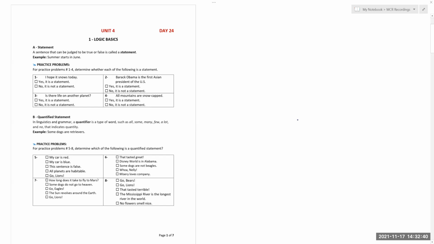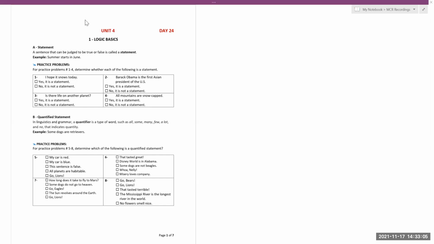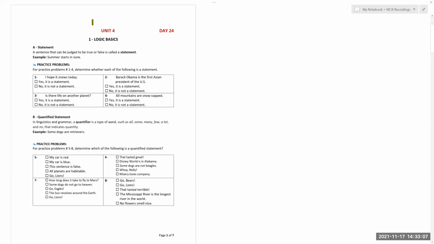So a statement is some sentence that can objectively be determined to be true or false. That's a statement. So for example, summer starts in June. We could say that is true objectively because it does. You could say winter starts in May, and we could say false, but that's a statement. Things like opinions, questions, cheers may not be a statement. So what we're going to look at here is, again, they have to be true or false, but not both.